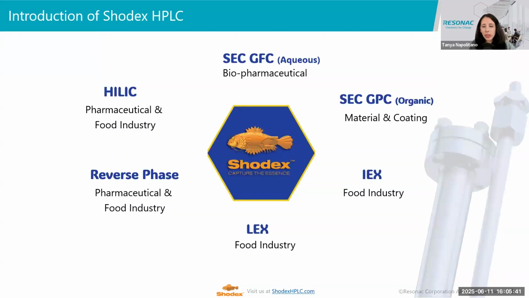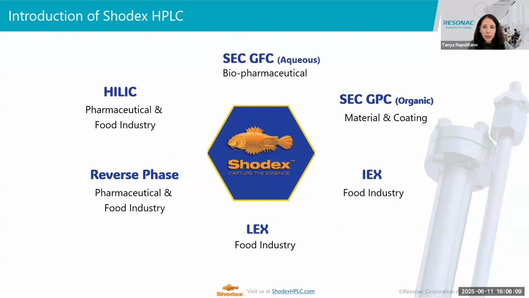So before we dive into the science, let me introduce Shodex. Shodex is the HPLC column division of Resonac Corporation. We've specialized in polymer-based stationary phases for over 50 years, and we manufacture all of our components entirely in-house in Japan. We're best known for our size exclusion and sugar analysis columns, but our lineup also includes columns for reverse phase, ion exchange, and of course, HILIC.